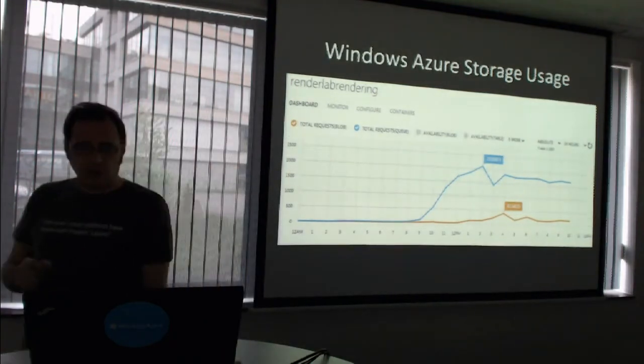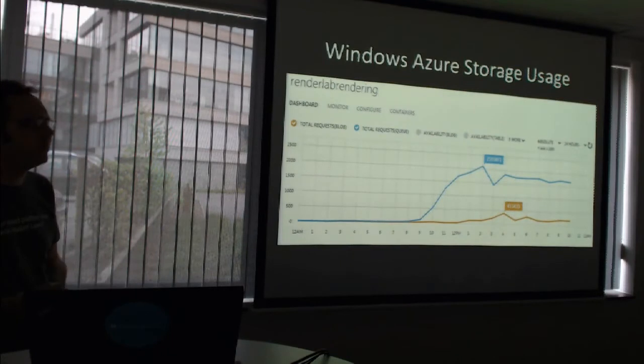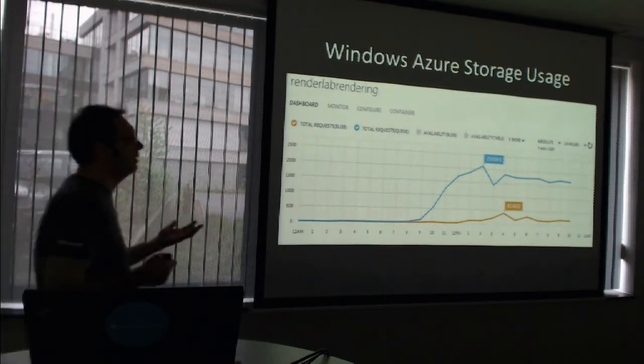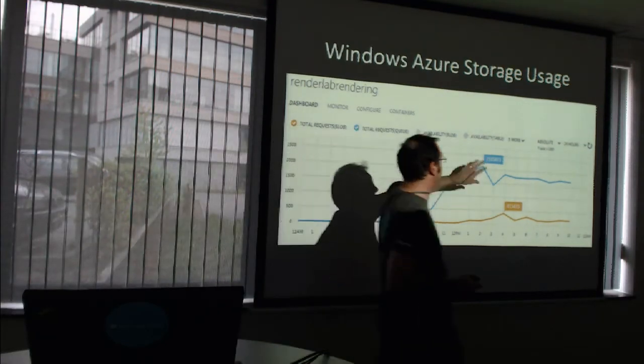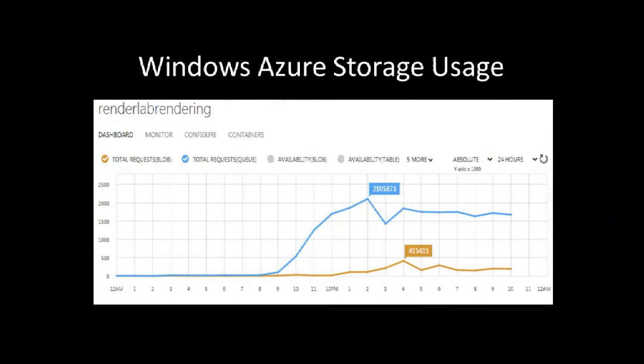This is the usage graph from the Windows Azure portal of the storage. Now, I did not go in and check these during the day. I should have, because it would have been a really interesting thing to tweak during the lab. So this is basically the peak load. If we go back and look at the load here, you can see that this graph sort of matches this graph here. So the peak here was over 2 million requests per hour on the queue storage.